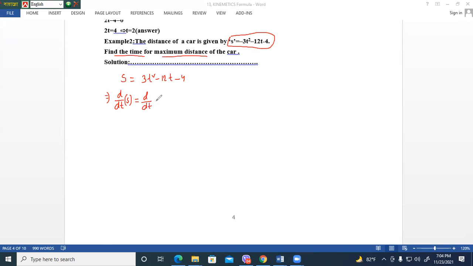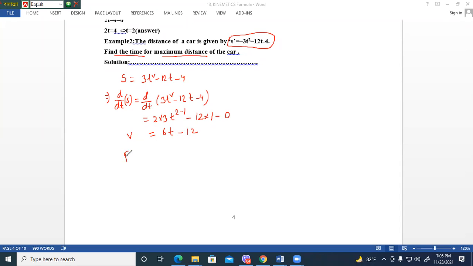This is the writing style of differentiation, okay? Minus 12t minus 4. Once again, my dear students, to differentiate, multiply the power 2 by 3, then t to the power 2 minus 1. Then for minus 12t, it is 12 multiplied by 1. And the derivative of minus 4 is 0. So altogether, it should be 6t minus 12. So this is the velocity.